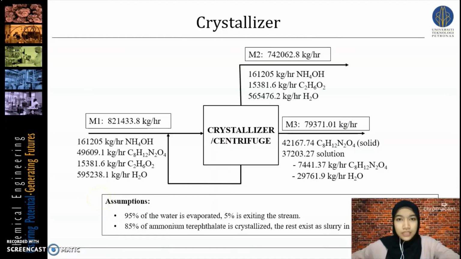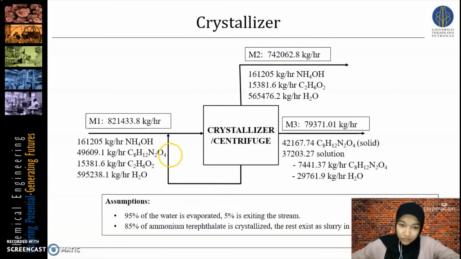So the next equipment will be the crystallizer. The inlet of the crystallizer is coming from the reactor after the unreacted PET is filtered out. So we can see that the inlet of the crystallizer contains 161,205 kg per hour of ammonium hydroxide, 49,609.1 kg per hour of diammonium terephthalate. We also have 15,381.6 kg per hour of ethylene glycol, and finally we also have 559,238.1 kg per hour of H2O.